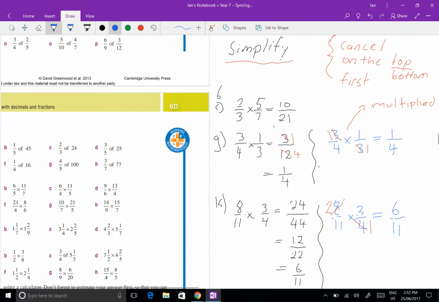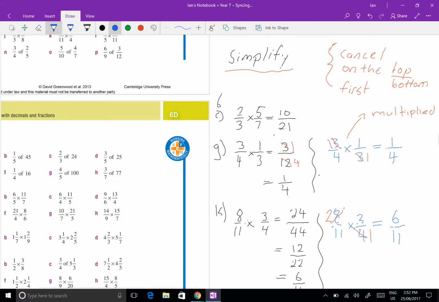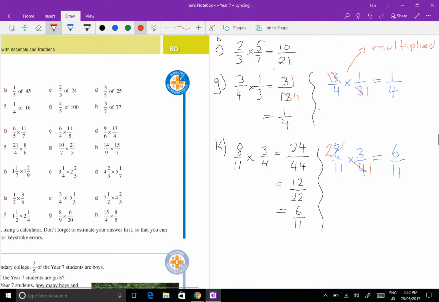Let's do the last one. 5 on 10, and it's got "of". Well, remember, "of" just means to multiply. So 5 on 10 times 4 on 7. So this is 5 on 10 times 4 on 7.